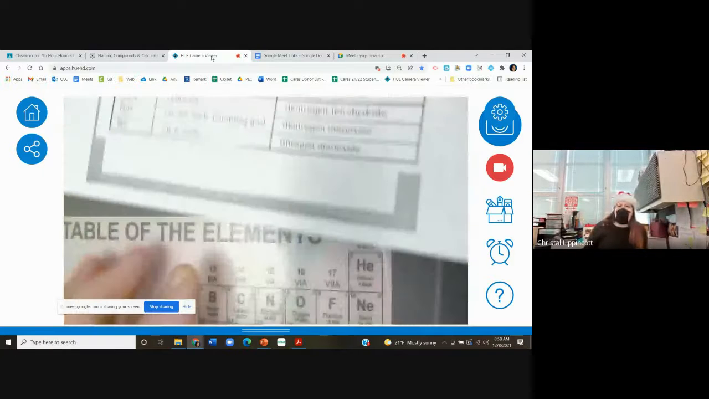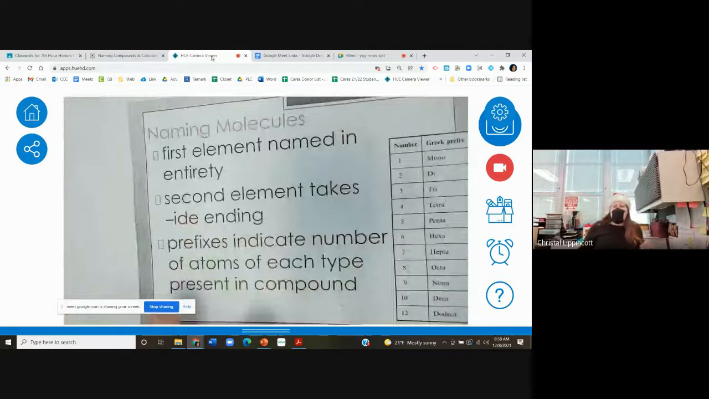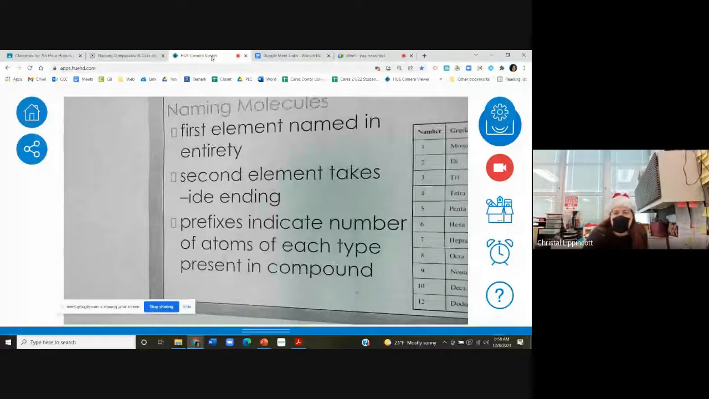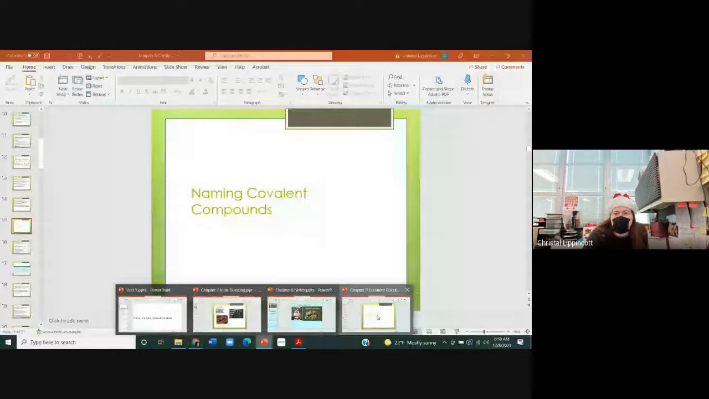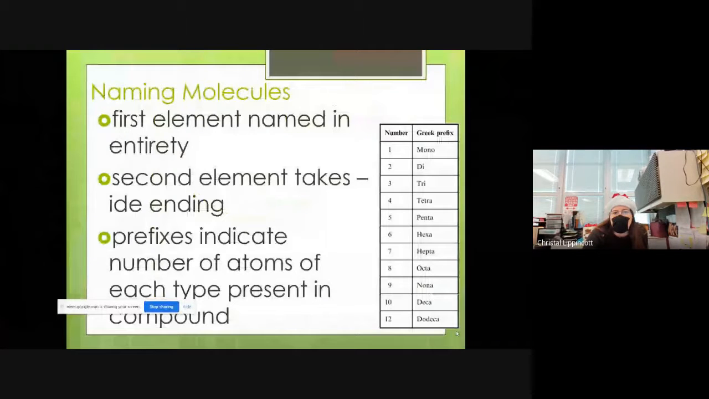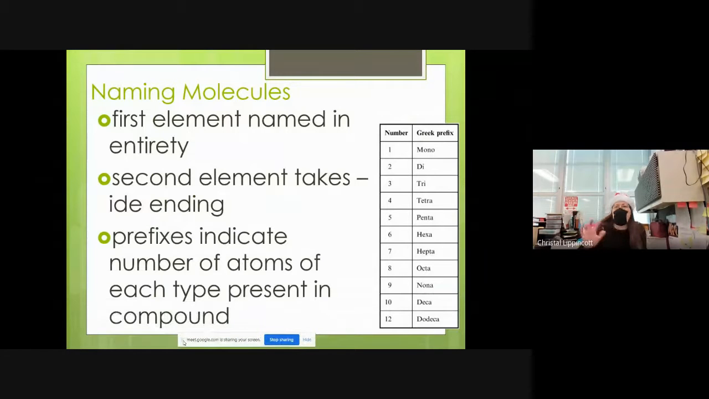Okay, so when we are doing our naming, I've got a little bit nicer looking presentation over here. Covalent naming, here we go. When we're doing this, if both of the elements are non-metals and they don't begin with hydrogen, of course, because we've already eliminated that, if they're both non-metals, then you're going to be following the rules for covalent naming.